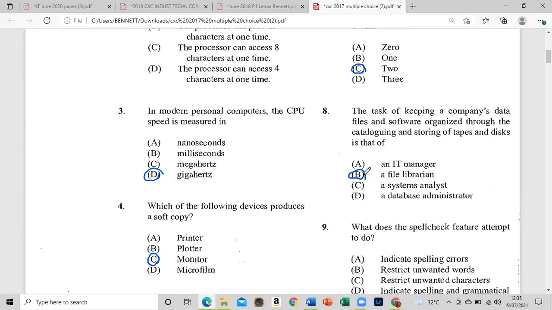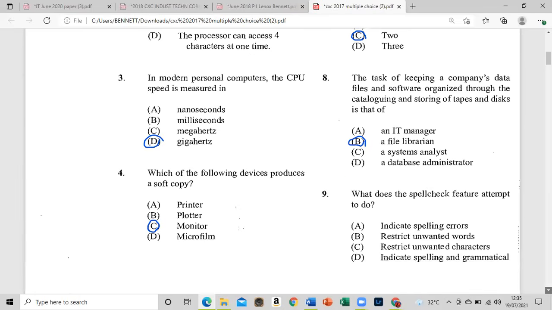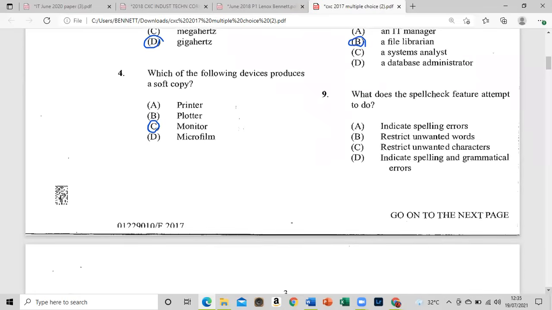Number 9 now. What does the spell check feature attempt to do? Is it A, indicate spelling errors? B, restrict unwanted words? C, restrict unwanted characters? Or D, indicate spelling and grammatical errors?